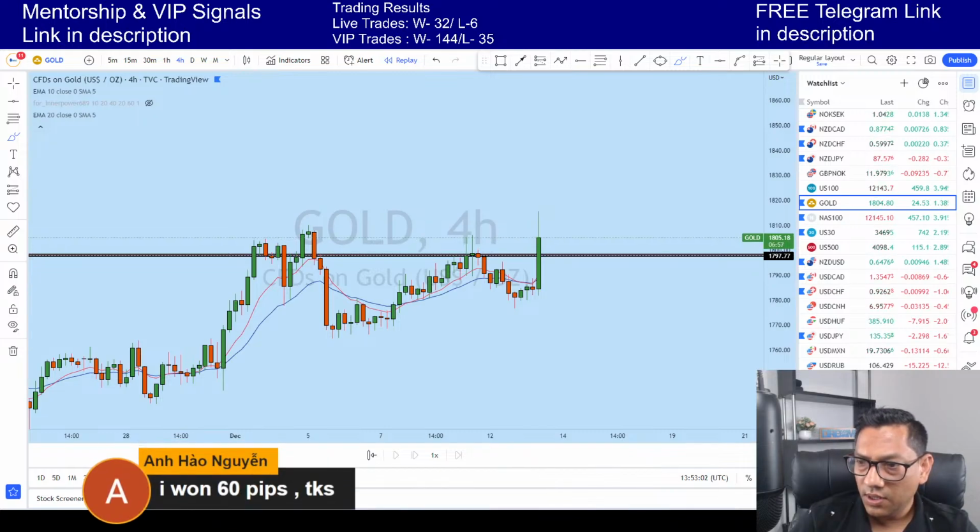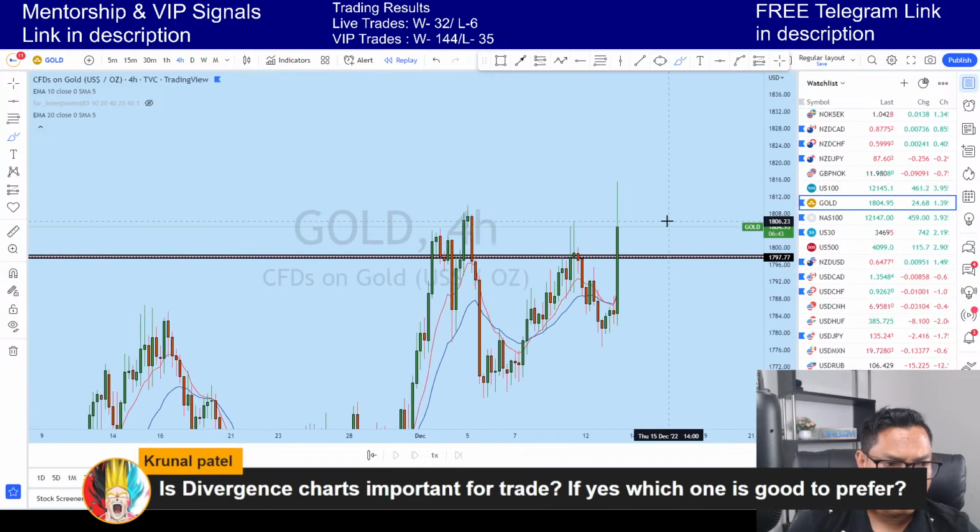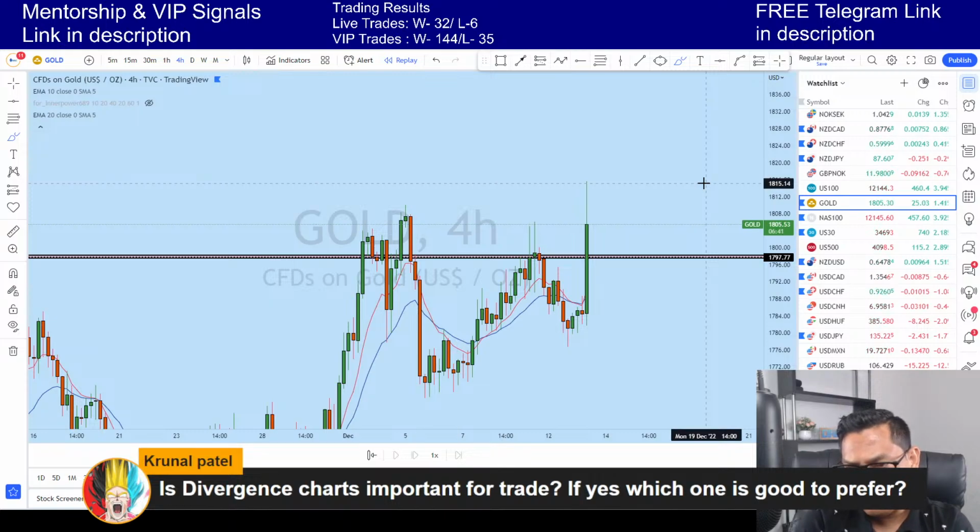That's awesome. Is divergence chart important for trade? Basically I mostly use pure price action, but for divergence, let's say RSI divergence or MACD, it depends on everyone's preference, but mostly used are RSI divergence and MACD. These two are very common in that case.